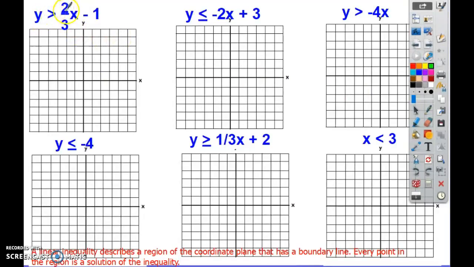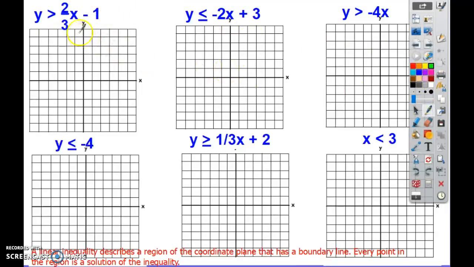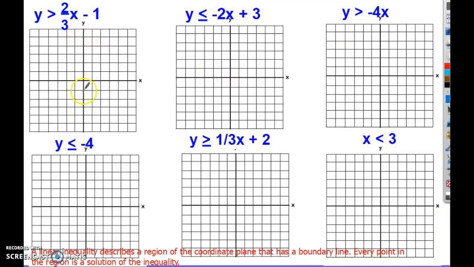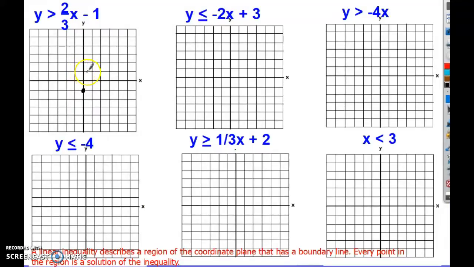So y is greater than 2/3 x minus 1. Okay, so I know that for a linear inequality, it starts at -1. Starting at -1, and what's the slope? Up 2 to the right 3. Down 2 to the left 3.